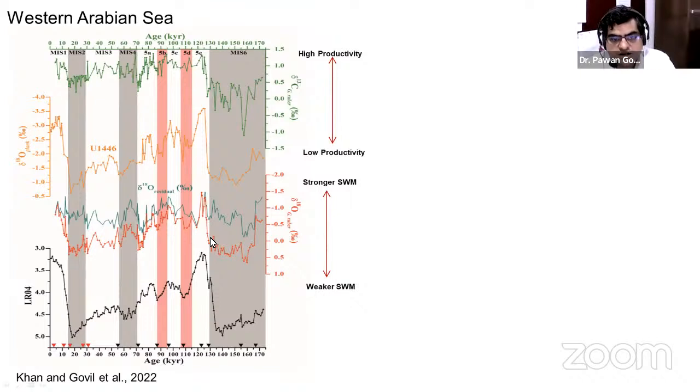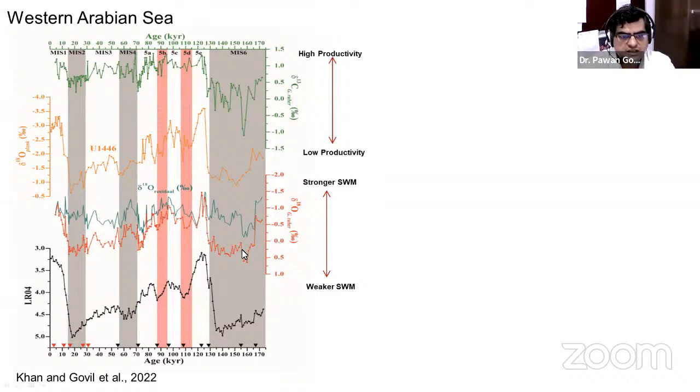In red, it is the delta 18O of calcite. In green, it is what you get when you correct for the continental ice volume. So the gap between this delta 18O of residual and the delta 18O of calcite tells us about our sea level variation during the glacial time periods. The dark bands show the glacial periods, and the white ones are called interglacial periods.